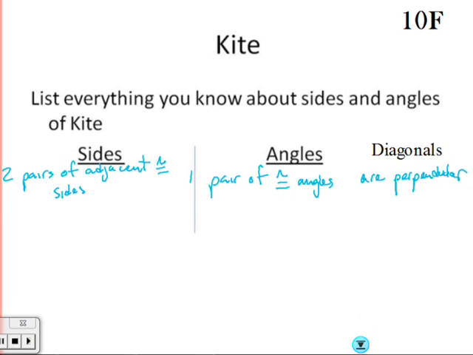One other thing about the diagonals: not only are they perpendicular, but they bisect the non-congruent angles. Okay? They bisect the non-congruent angles.